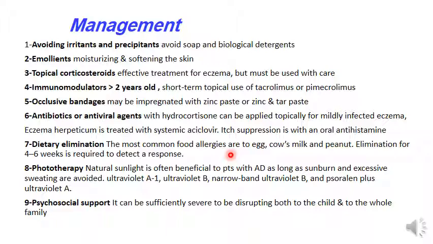Elimination of these for 4 to 6 weeks is required to detect any response. Phototherapy, natural sunlight is often beneficial to patients with atopic eczema, as long as sunburn and excessive sweating are avoided. Ultraviolet A1, ultraviolet B, narrow band ultraviolet B, and psoralen plus ultraviolet A. They call it PUVA therapy. Psychosocial support, because the disease is chronic and itching interferes with daily activity and interferes with sleep, so they need psychosocial support. It can be sufficiently severe to be disturbing both the child and the whole family.